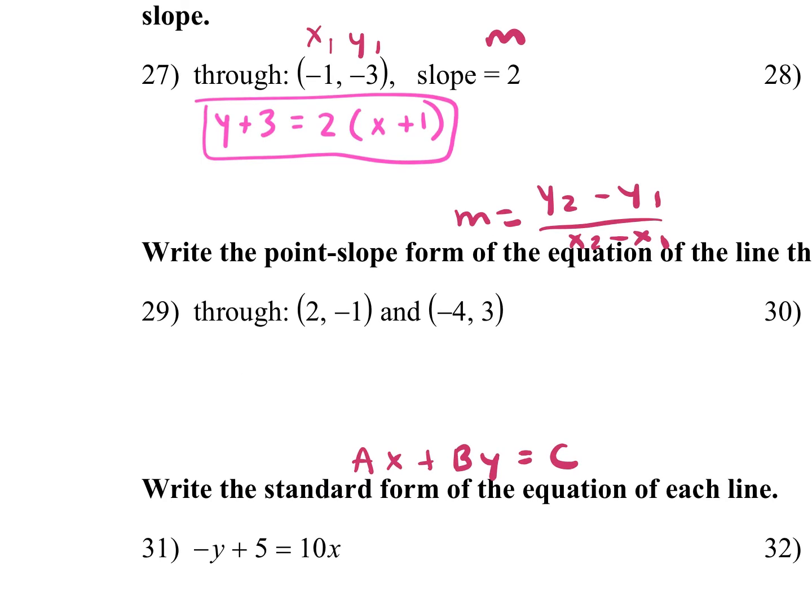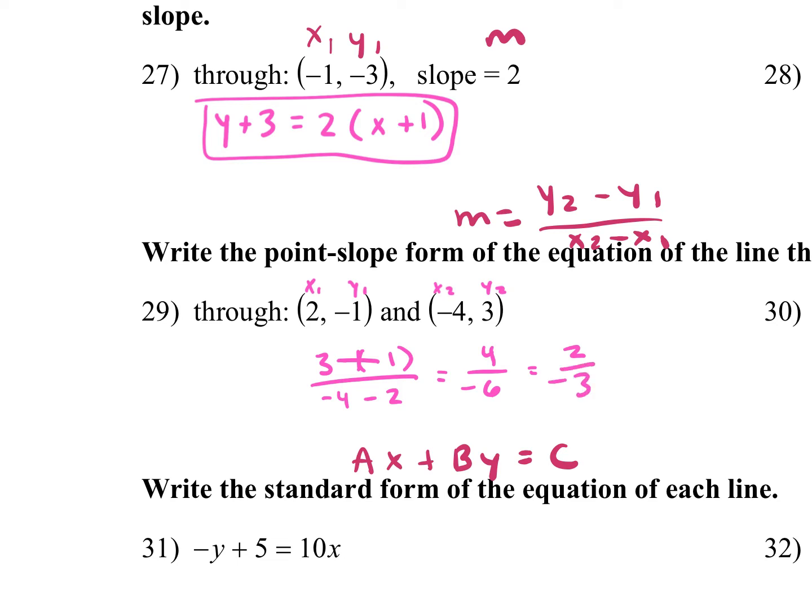All right, 29. Write the point-slope form of the equation of the line. So I need my point and the slope. So first thing I have to do is find the slope. So I have x1, y1, x2, y2. Plug it into my slope formula. So I have 3 minus -1 over -4 minus 2. So this is 4 over -6. We can divide both of these by 2, so it becomes 2 over -3.